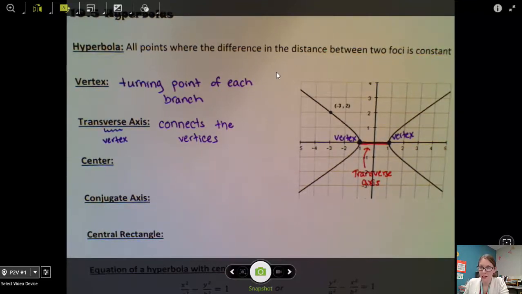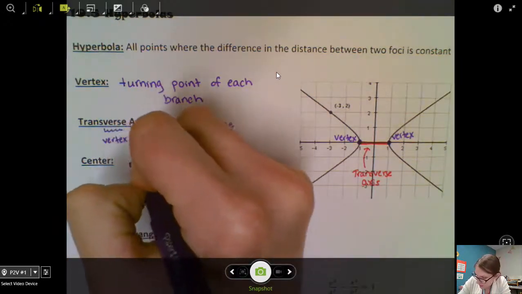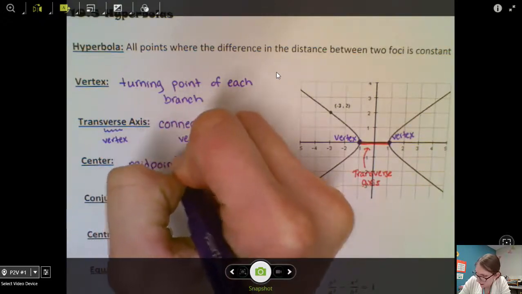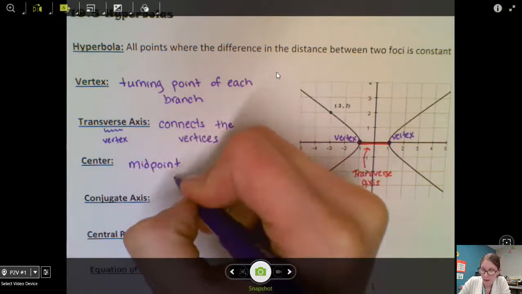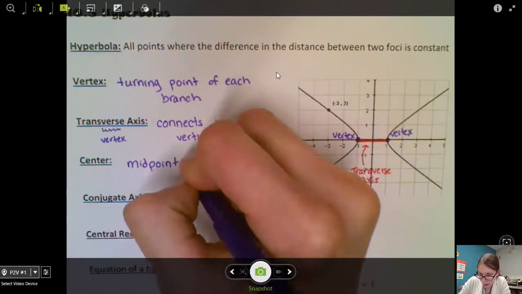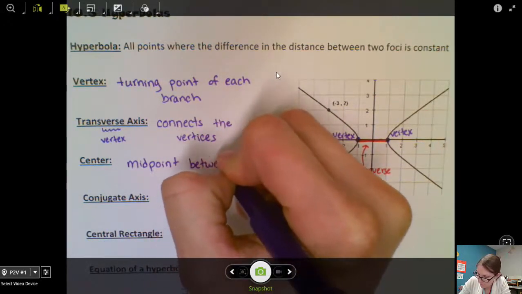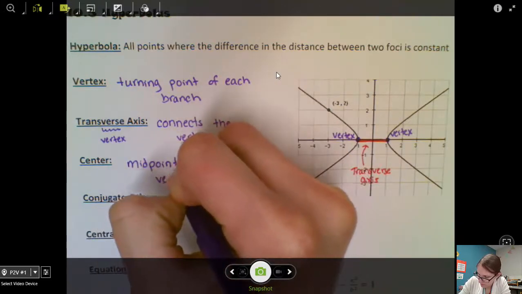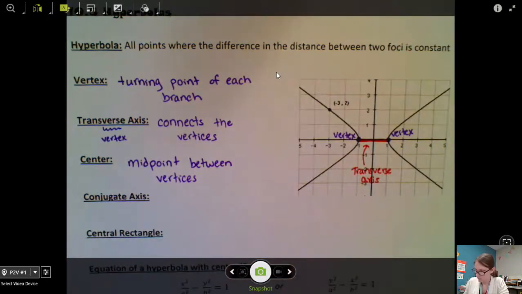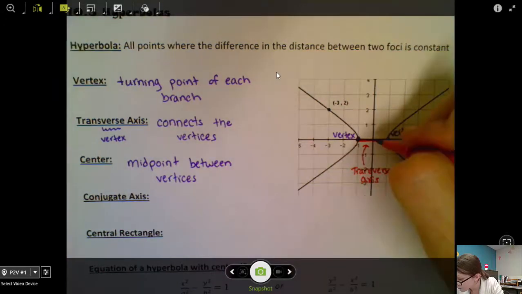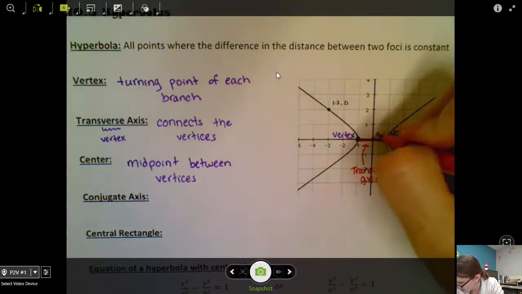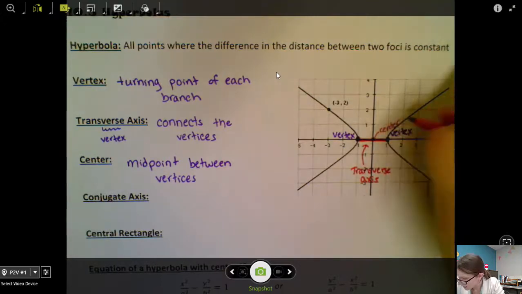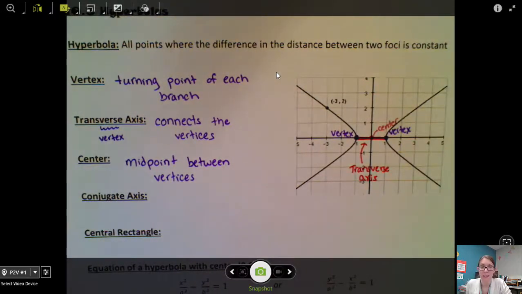Okay, the center of our hyperbola, same thing as with ellipses. It's the center, it's the midpoint. With our hyperbolas, it's a little bit easier to tell. The center is the midpoint between the vertices. So the center of our hyperbola here is at 0, 0. And we're going to keep the center at 0, 0 for all of our hyperbolas and the ellipses. Same thing.